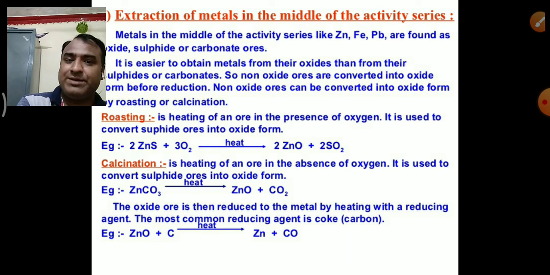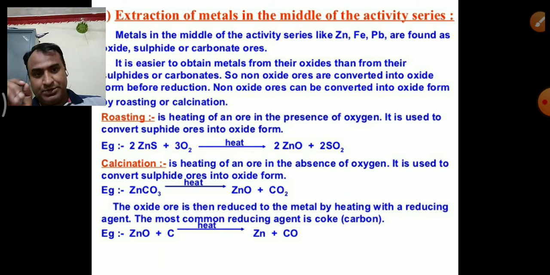When you heat the zinc carbonate, it gives us carbon dioxide and zinc oxide, then reduction: zinc oxide plus carbon. Carbon is used as a reducing agent. The oxide ore is reduced to the metal by heating with the reducing agent. It gives us zinc and carbon monoxide gas. Another difference is that in calcination the two main gases formed during the process are carbon dioxide and carbon monoxide.